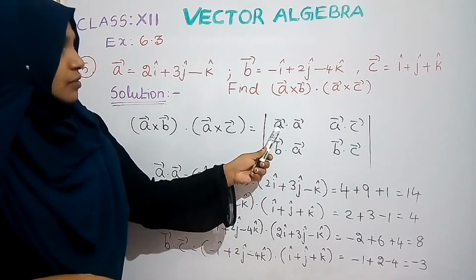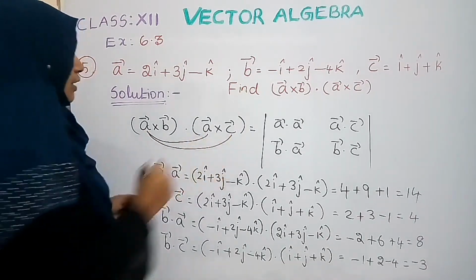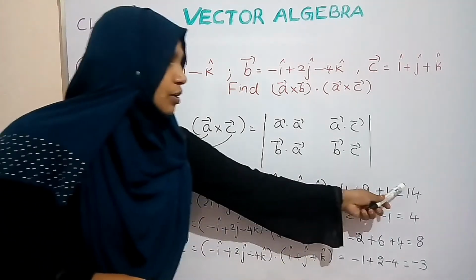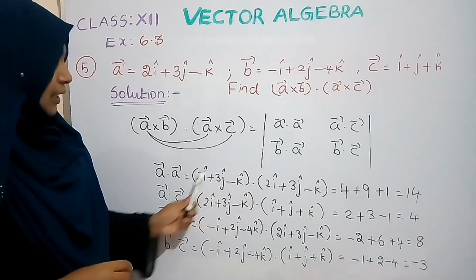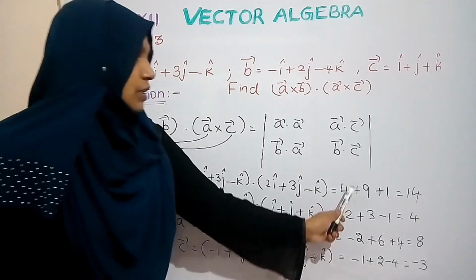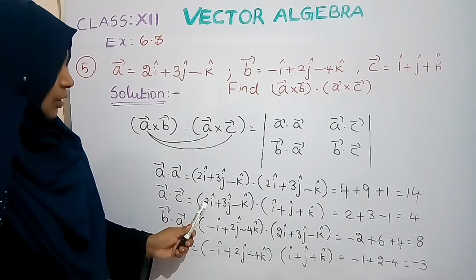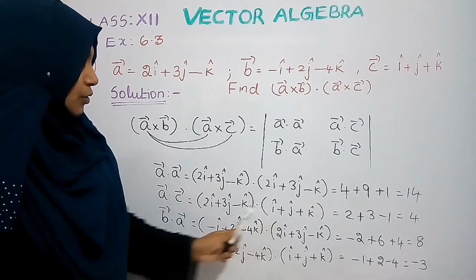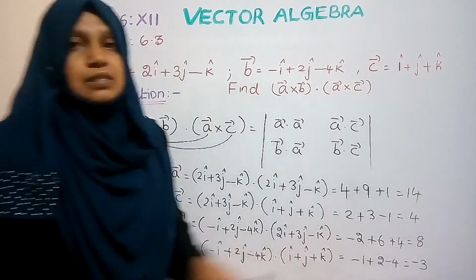So I calculated first a vector dot a vector and then a vector dot c vector. By calculating these two dot products, we are getting 14 and 4. You know already for the dot product we should multiply each component, that is 2 into 2, 3 into 3, minus 1 into minus 1. It is 4 plus 9 plus 1, which is 14. And for a vector dot c vector, 2 into 1, 3 into 1, the coefficients we are multiplying, minus 1 into 1 is minus 1. So the answer is 4.